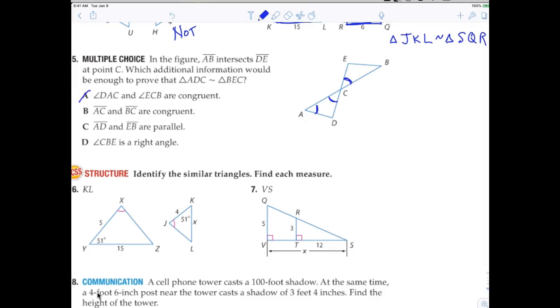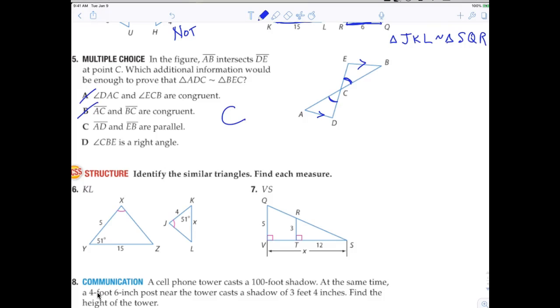Now, what about if I say that AC and BC are congruent? Because that's only going to give me what? One side, right? C. Ooh, let's look at C. If AD is parallel to EB, would that do it? Yes, because then you could say alternate interior angles are congruent. So I'm liking that C is correct. Now it's important that you understand what we just said.